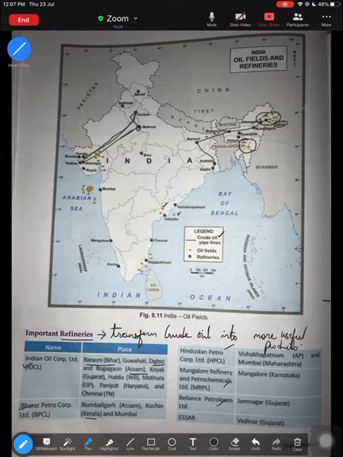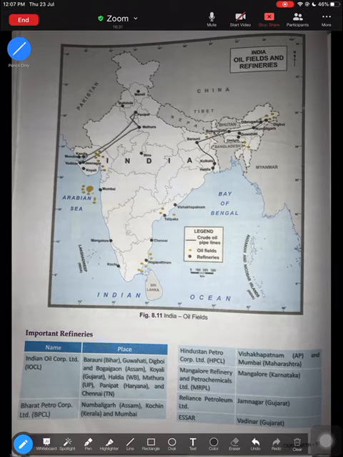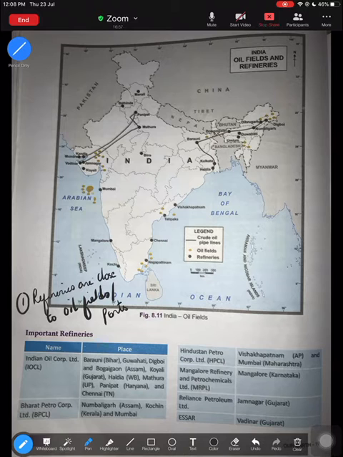The first question regarding refineries is: are all refineries close to oil fields? Why are refineries close to oil fields? So refineries are close to oil fields or ports. This is one question which is often asked. Why are oil refineries located close to oil fields or ports?